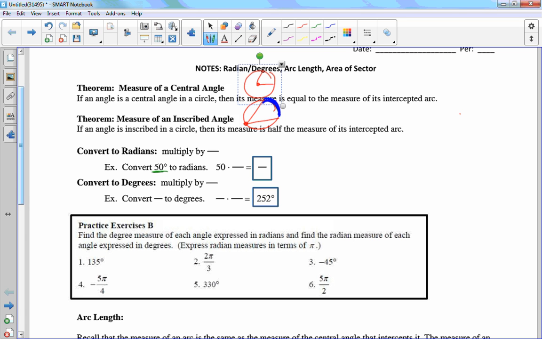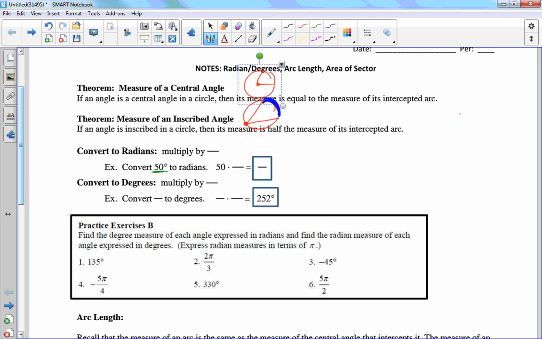Now, who's taking my chemistry class? Okay, a couple of you. In chemistry and physics, you work a lot with units and unit conversions, and you want to cancel units. In order to cancel units, you have to have the same unit on top as you do on bottom.